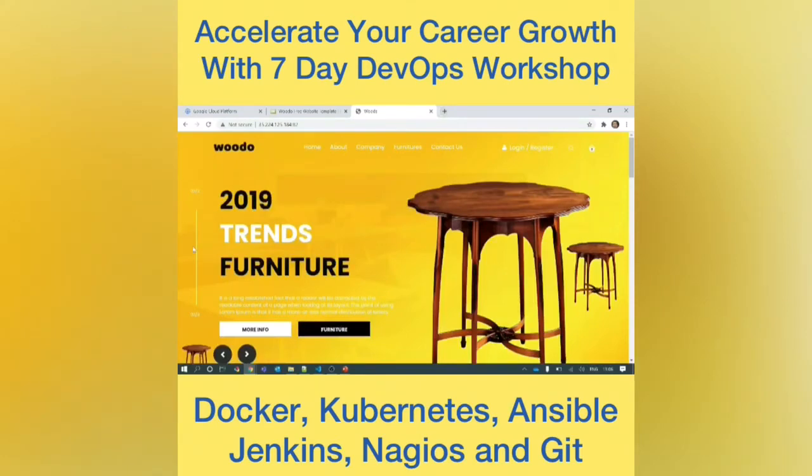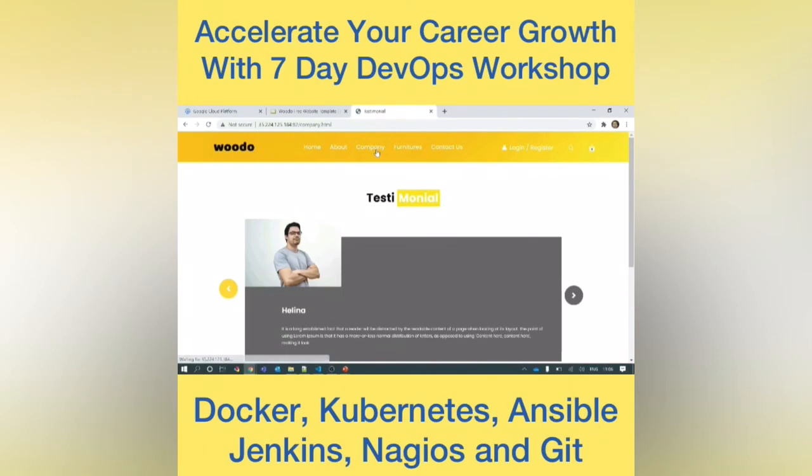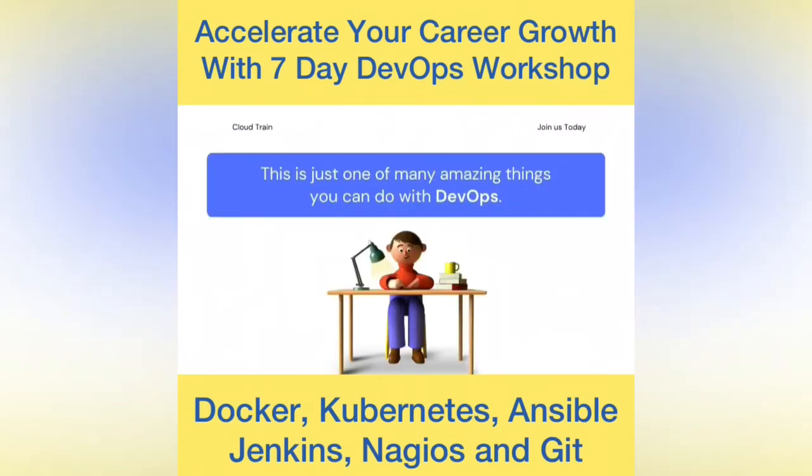So here we can see I was able to deploy my website using a Docker container in just a few minutes, and the website is completely operational and accessible on the web. You can navigate and check if the website is working properly. So this was about the deployment of a website using Docker containers and the DevOps way, which is a very quick way as compared to traditional ways. So this is just one of the many amazing things that you can do with DevOps.